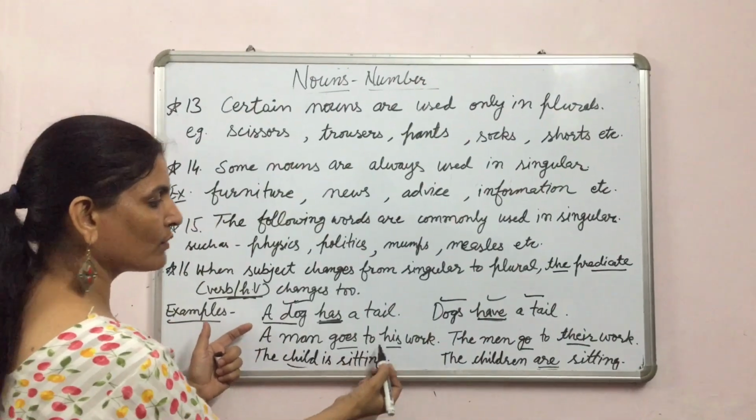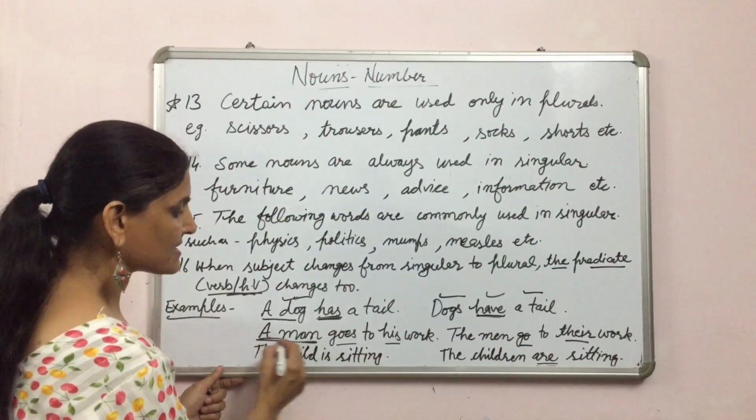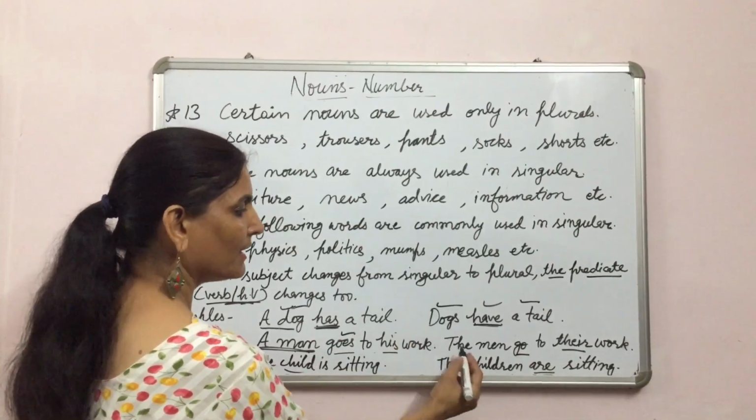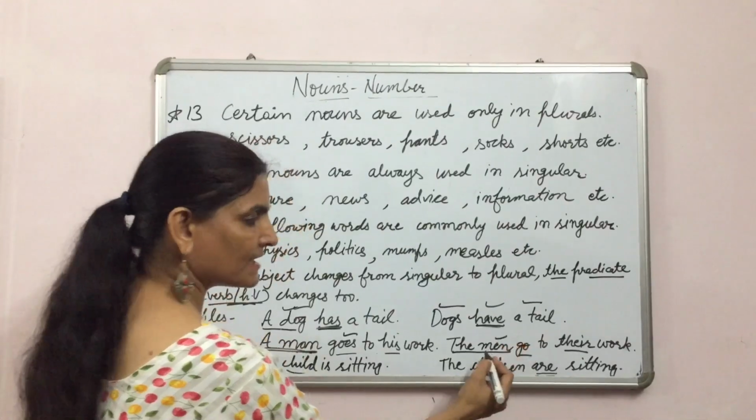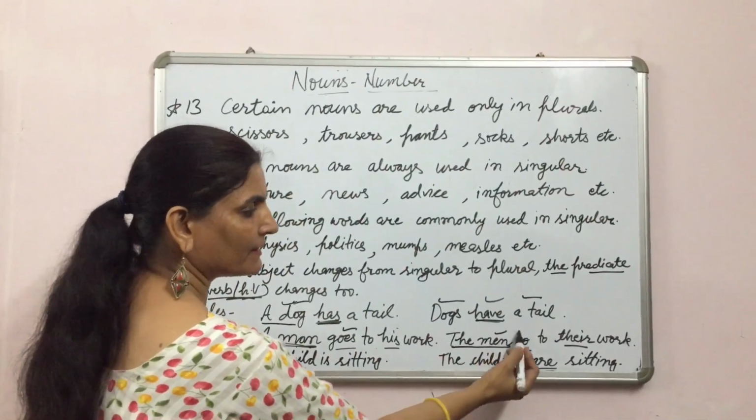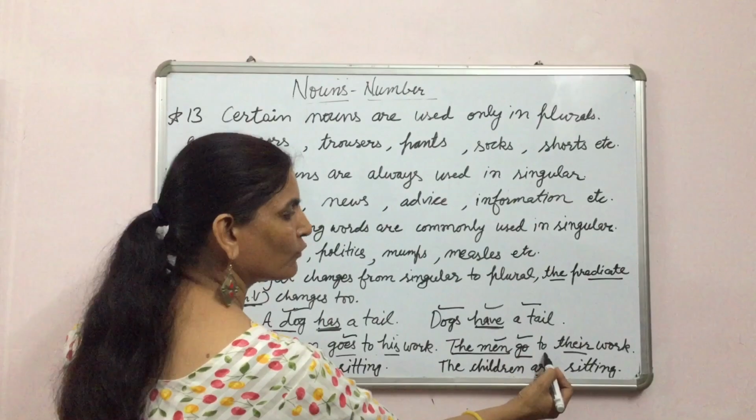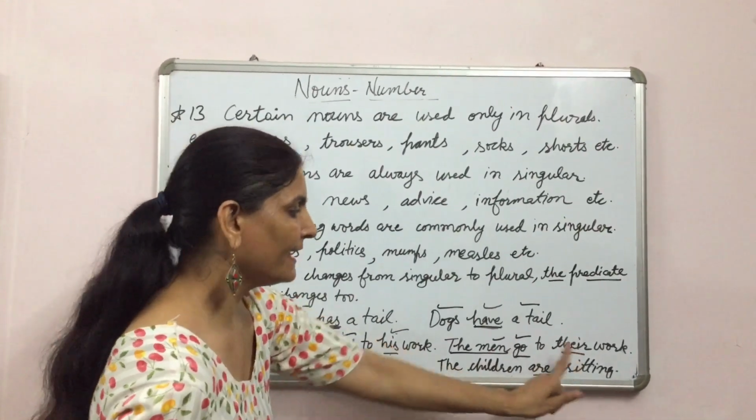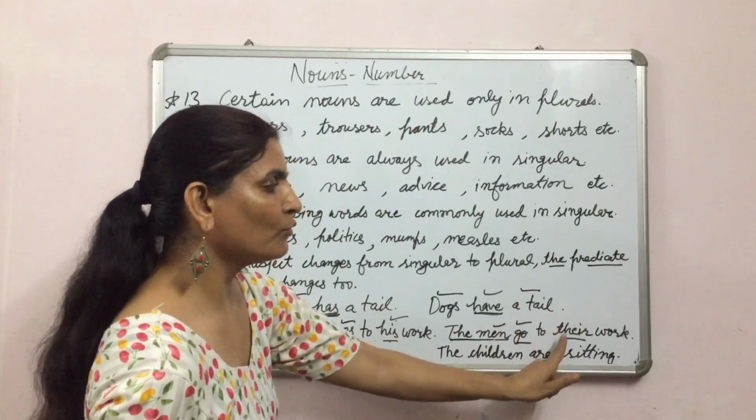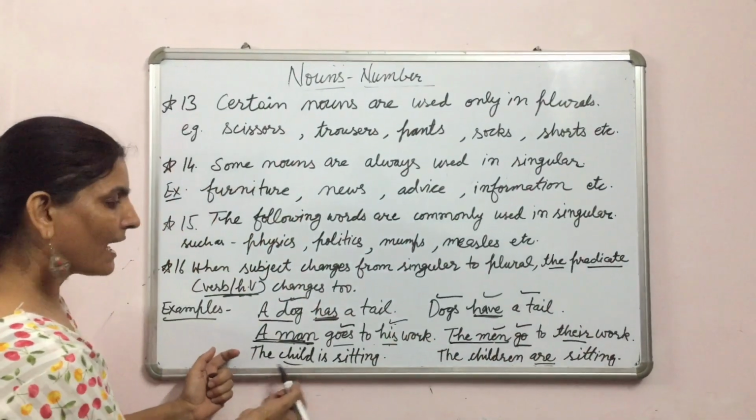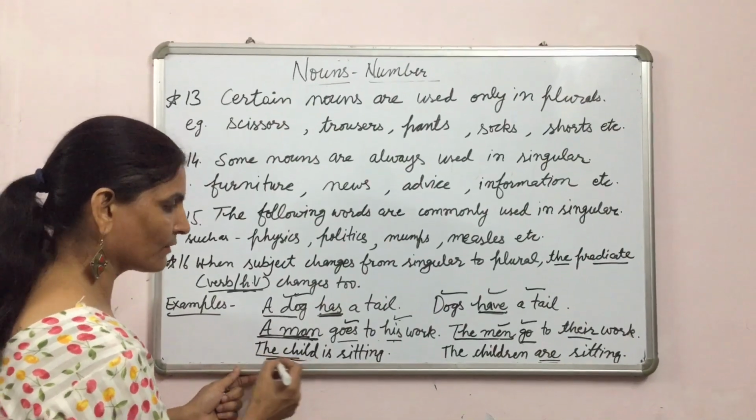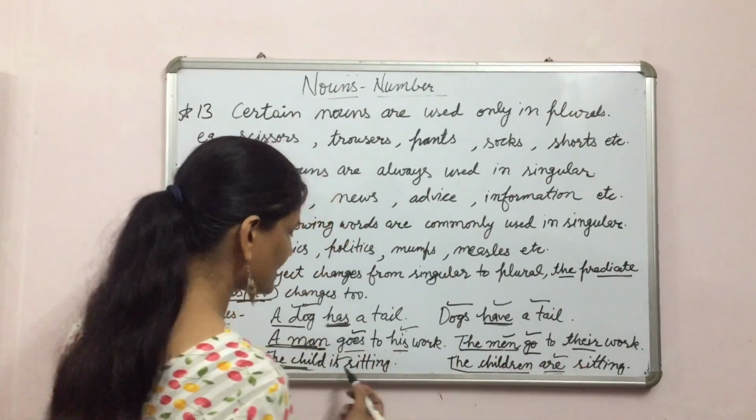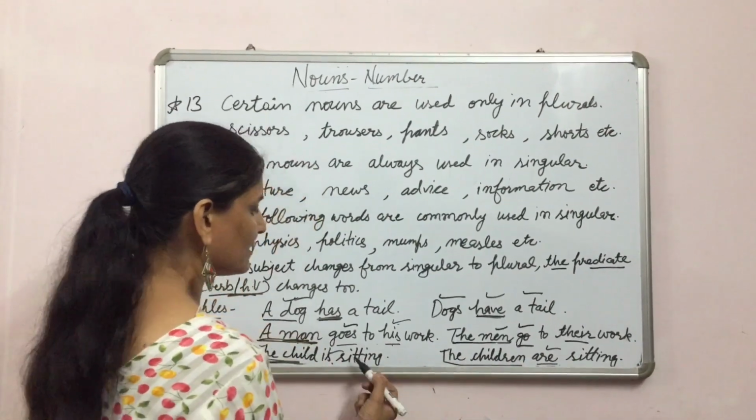A man goes to his work. A man, singular noun. According to the singular noun, goes to his work. Then the men. This is plural. According to plural, without s or es, go to. Here it was his according to singular, but their according to plural, to their work. The child is sitting. This is singular. The children are sitting. Is is changed into are. This is singular and this is plural.